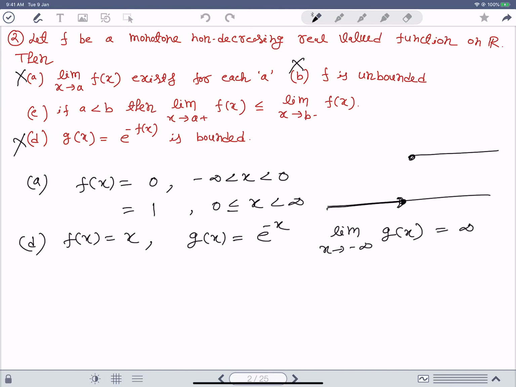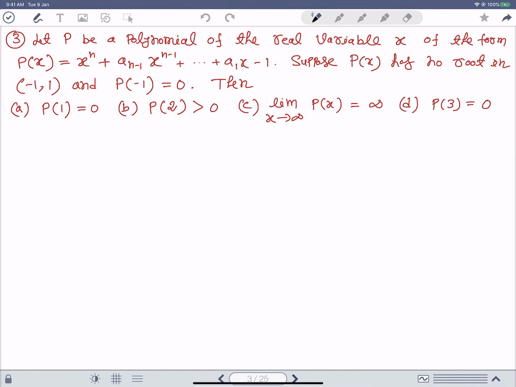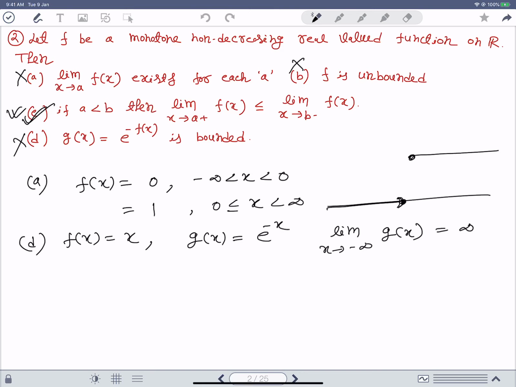Now, how to prove this C? Obviously, C is correct here, but you can get any other options as well. So how to prove that C? Now, you should know for this one what is the definition of right hand limit and what is the definition of left hand limit.